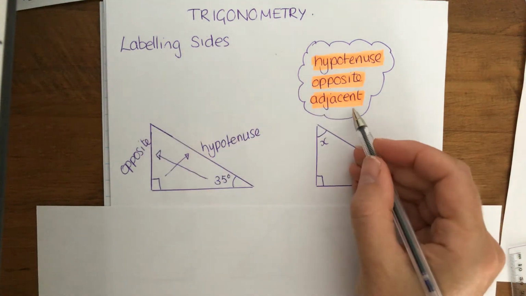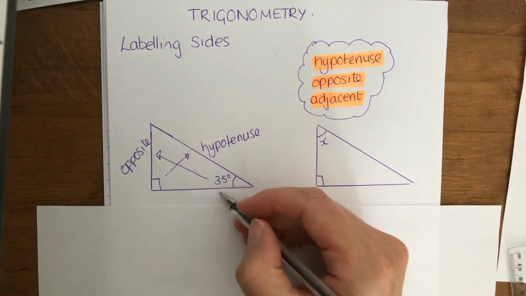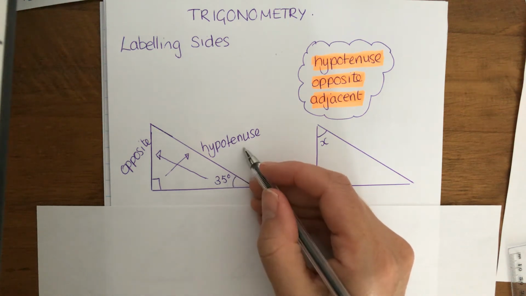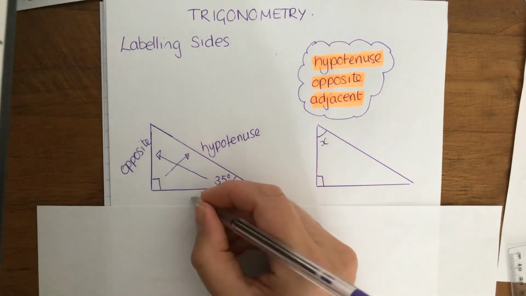And then the word adjacent means next to. So there's two sides next to the angle of interest. The one is always going to be the hypotenuse, the other one is the adjacent.